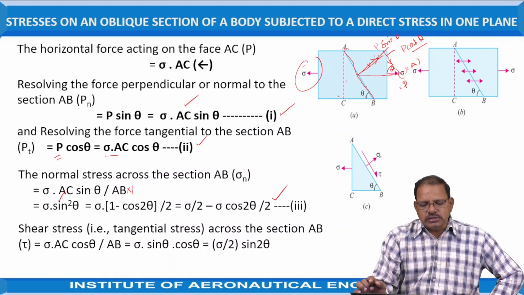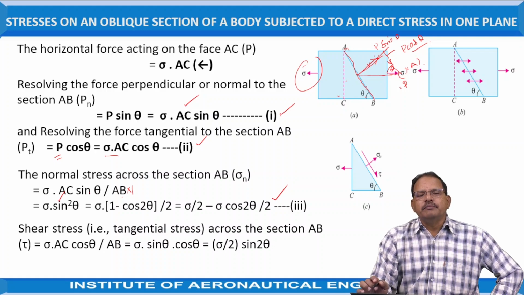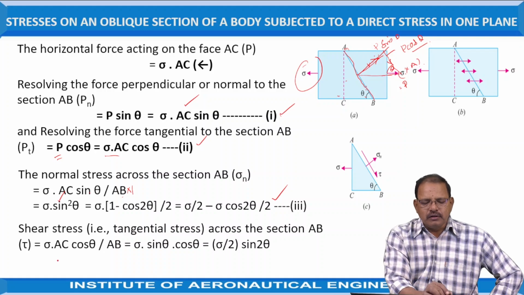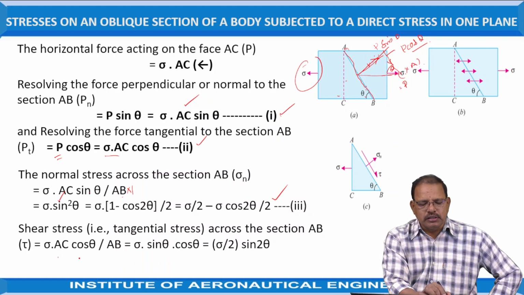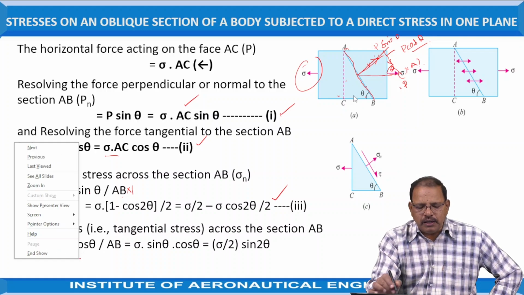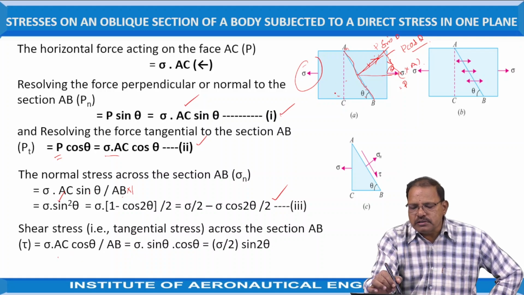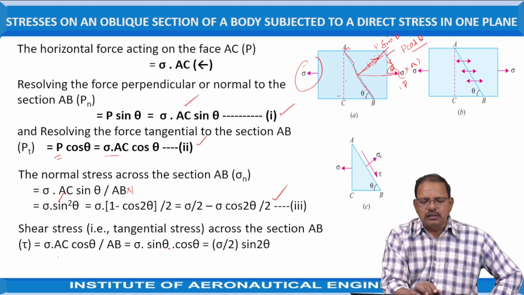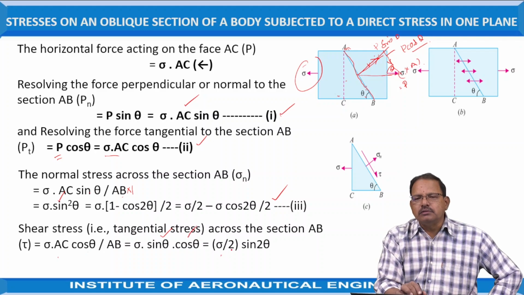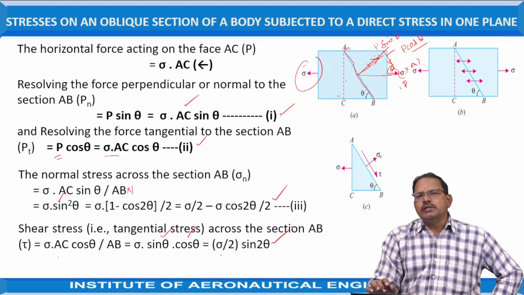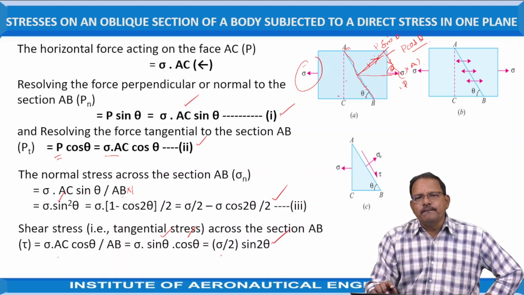Similarly, the shear stress or the tangential stress, which is acting along the plane, is given by the force sigma AC into cos theta divided by AB. Here AC by AB is equal to sin theta, and with the cos theta already there, we can take it as sigma by 2 into sin 2 theta. This is the tangential stress that is acting along the plane.